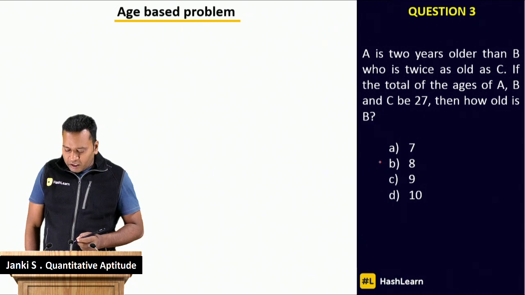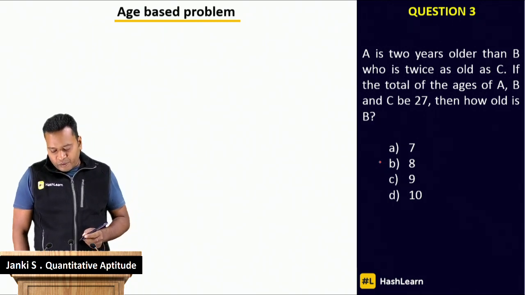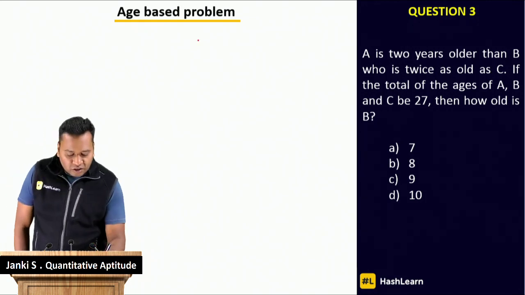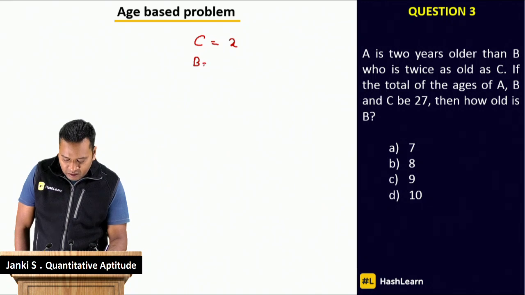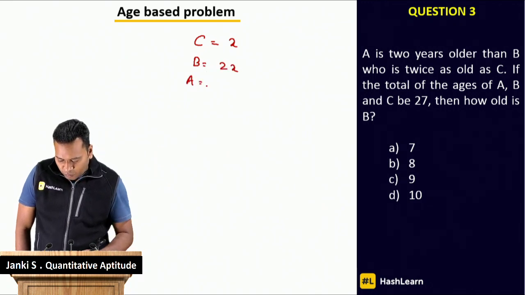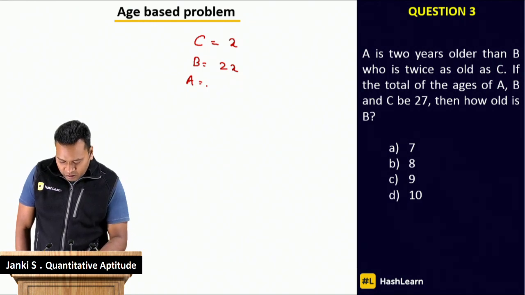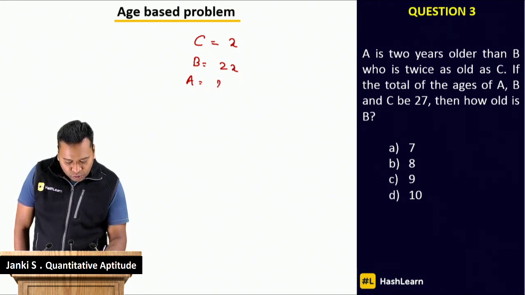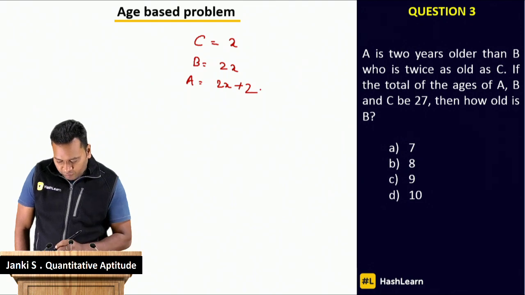A is 2 years older than B, who is twice as old as C. Now B is twice as old as C, so let's consider C's age is x. That means B will be twice of x, and A, being 2 years older than B, is 2x plus 2 in this format.